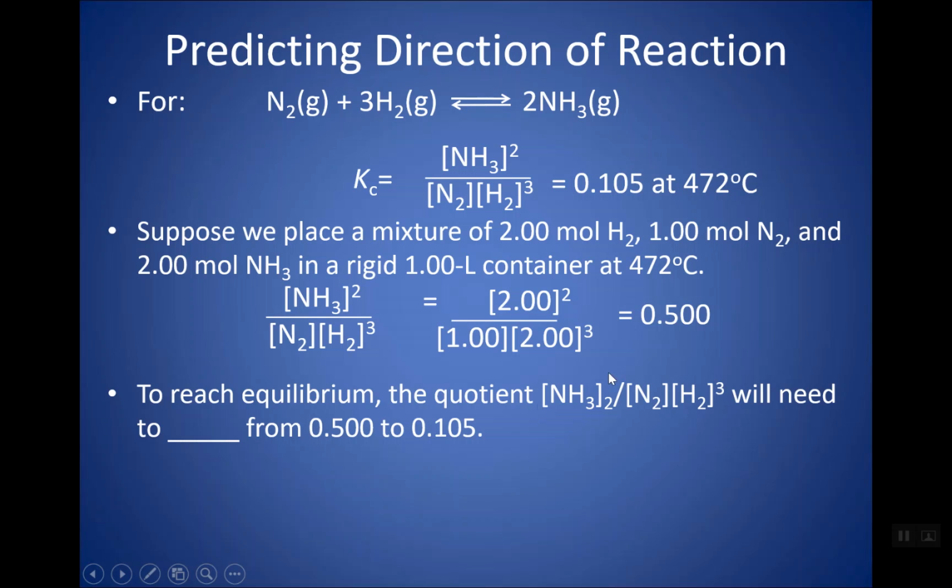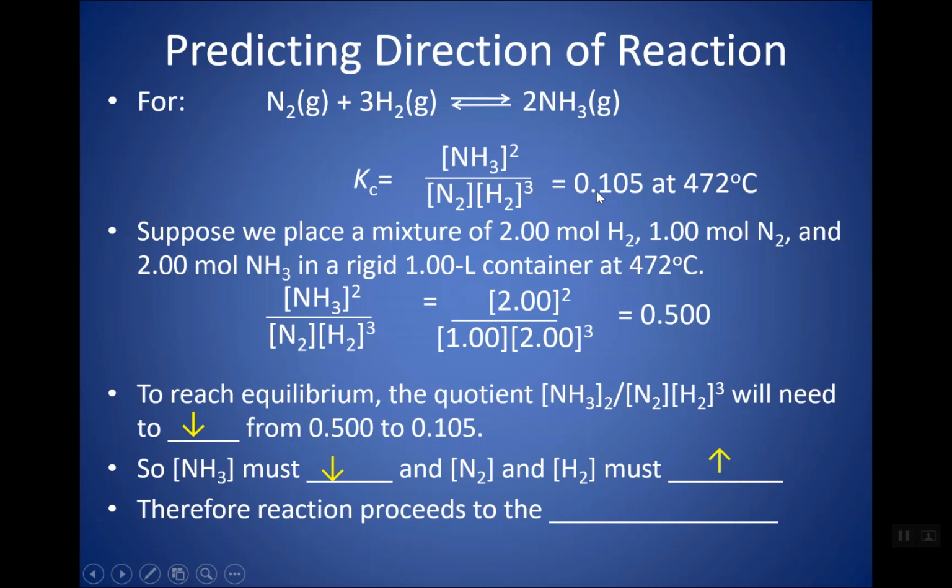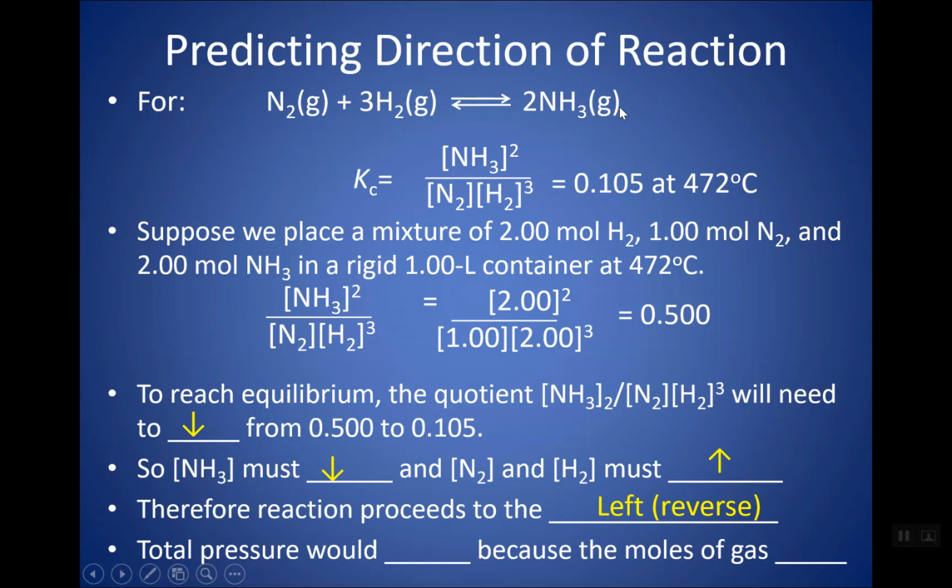Okay, so to reach equilibrium, this quotient has to decrease. How can I get it to decrease? Go in the reverse direction. Use up the NH3, the numerator will come down, create the N2 and H2, the denominator will come up, and this number will eventually get to 0.105. So basically what this is saying is the reaction is going to proceed to the left until it reaches equilibrium. It's going to go in reverse, and once it's at equilibrium, the rates can be equal.